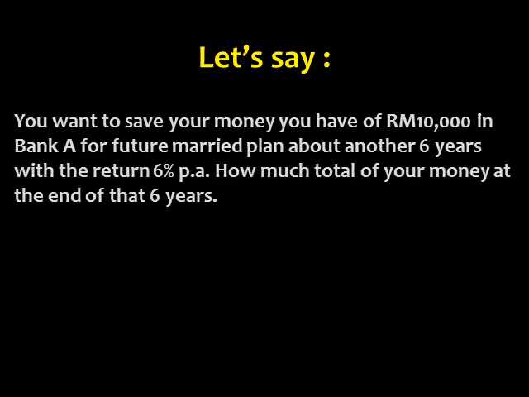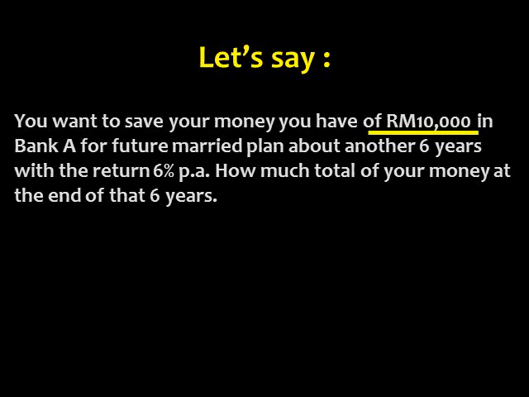Let's say you want to save your money, you have 10,000 in bank A for your future marriage plans about another 6 years, with a return of 6% per annum. How much total money will you have at the end of those 6 years? So this is an example of a situation where you want to spend your money that you have, about 10,000, for your future marriage plans in another 6 years, because now you are 20 years old and you'll get married in another 6 years, which is at 26 years old.